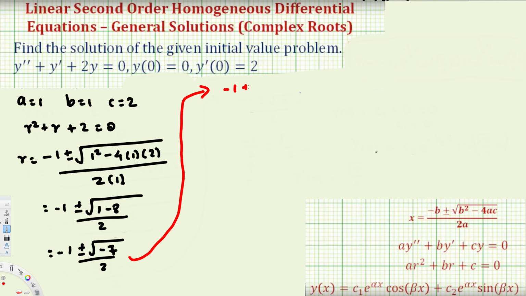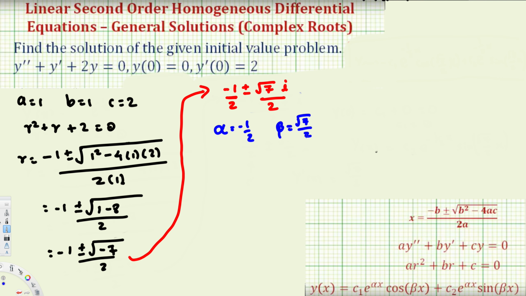So this is going to be negative 1 plus or minus, and instead of the negative 1 inside the square root, we replace it with i squared. When we put i squared, it becomes i outside of the square root, so that's square root of 7 times i, divided by 2. Since we have to find alpha and beta, I divide both parts separately. That way we can write alpha and beta easily. From this we know that alpha is this part, negative half, and beta is this part, square root of 7 divided by 2.